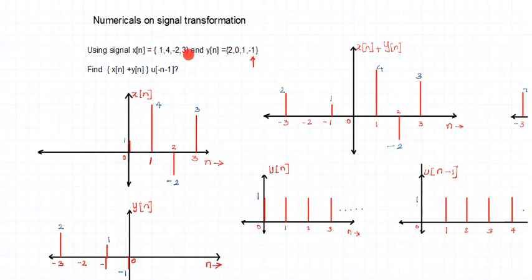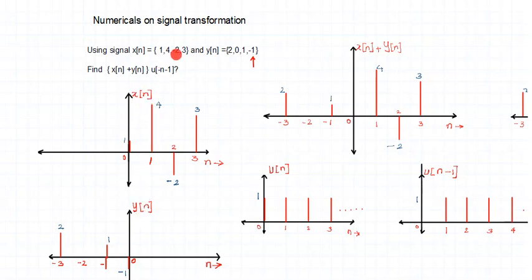And with these two signals, you have been asked to find the sum of the two signals multiplied by a shifted unit step signal. Right? This added signal is multiplied by the unit step signal. Right? So let us do it one by one. So given the problem, how would we proceed to solve the problem? So step number 1 is to sketch the two signals independently. So we'll sketch x[n] first and then we'll sketch y[n].